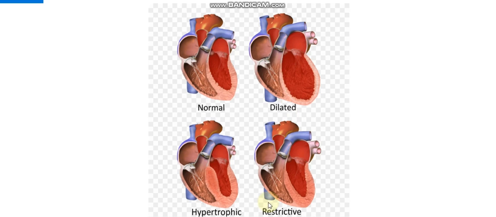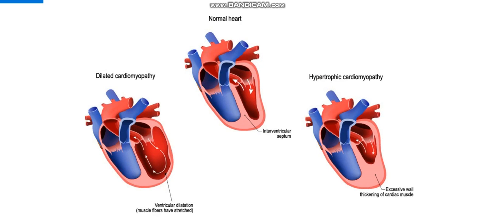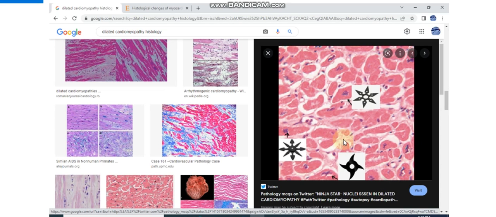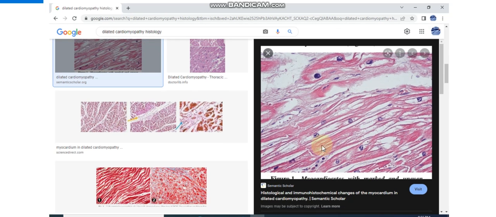Okay, then we have two findings here. First thing is the ninja star nuclei. Whenever you have the histopathological image of dilated cardiomyopathy, you will have the ninja star appearance, like starry nuclei you can see. Okay, here also I have one more image here. You can see the star-like nuclei.